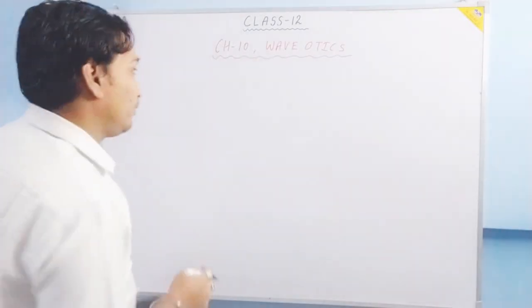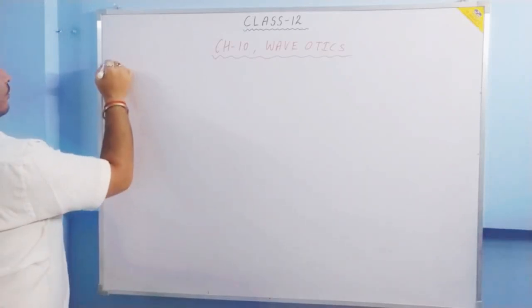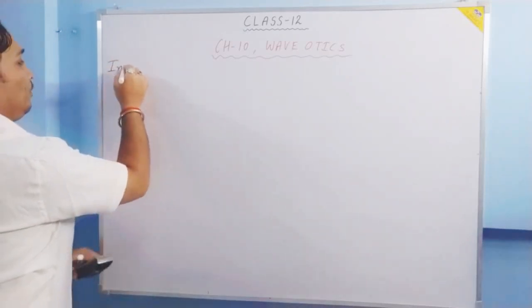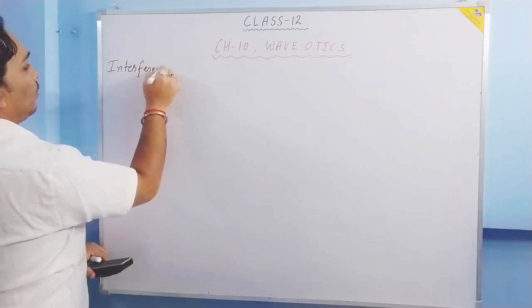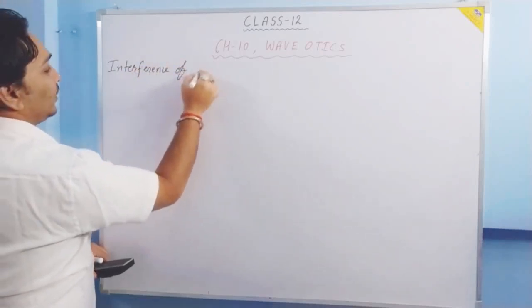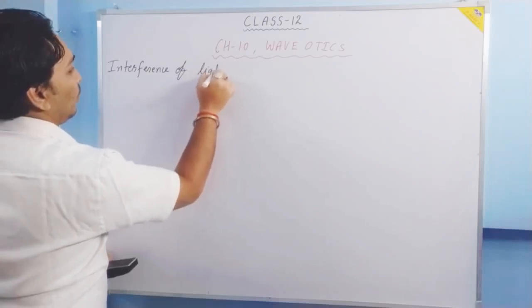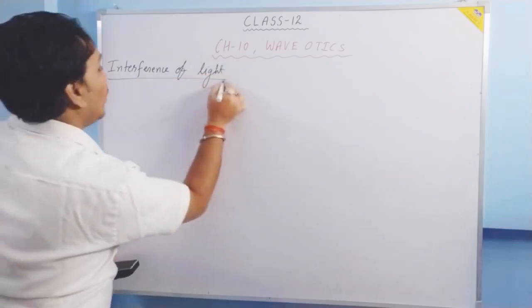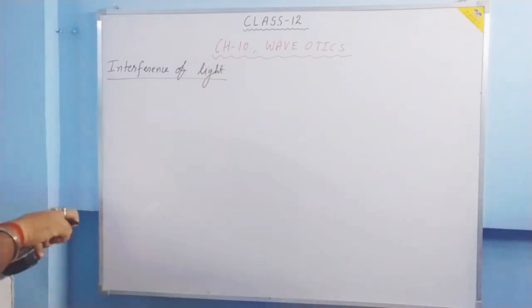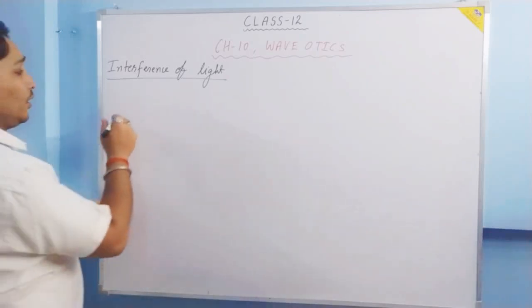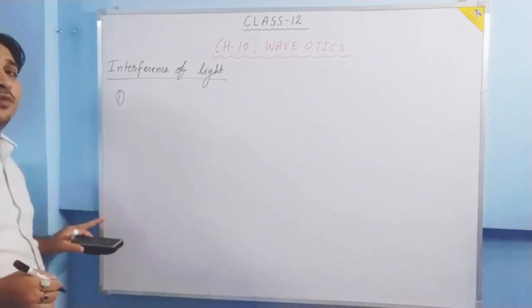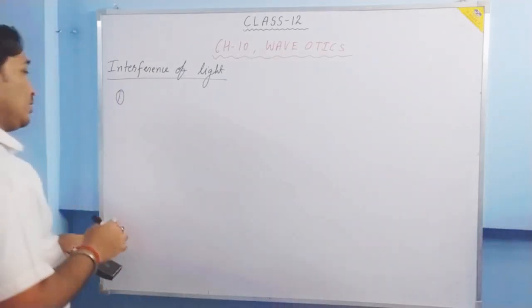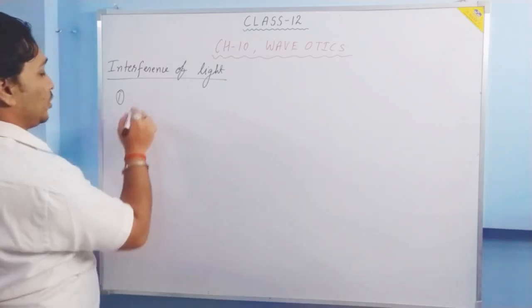Now let us move. Next topic is interference of light. What is interference of light? Whatever it is, there are some conditions. Let me write the conditions first of all. It is actually the superposition of two waves. So what are the conditions in which we have to consider that superposition?